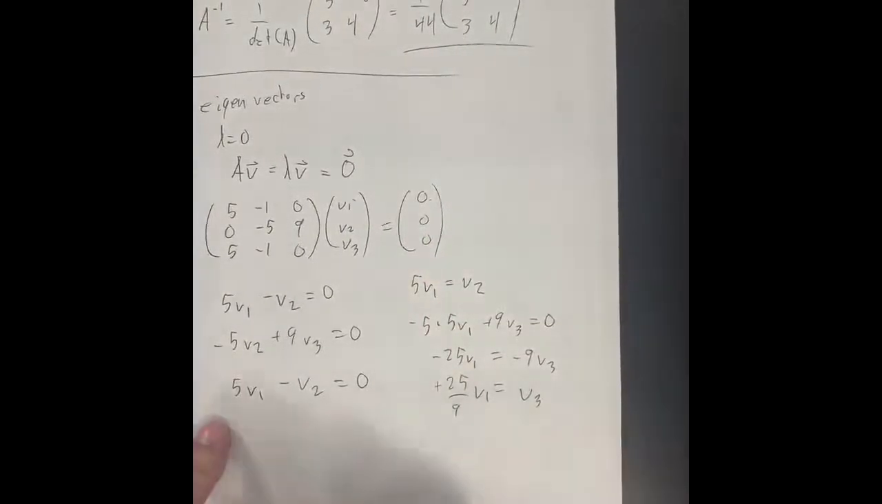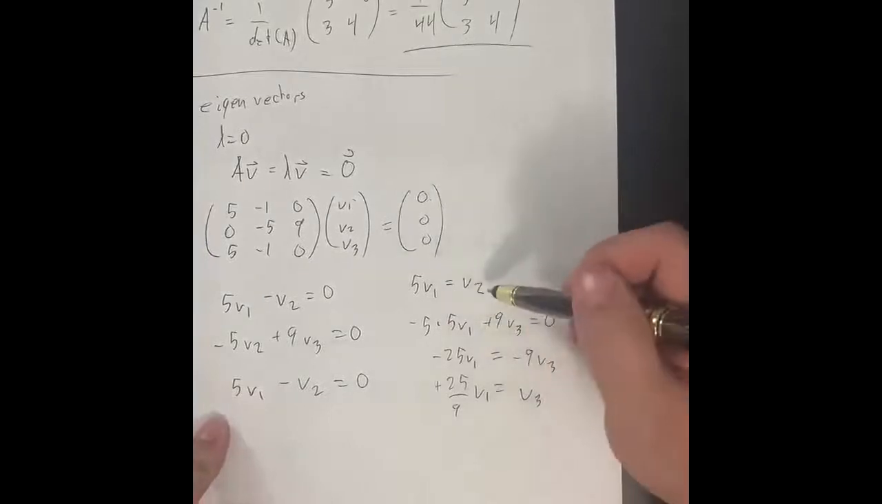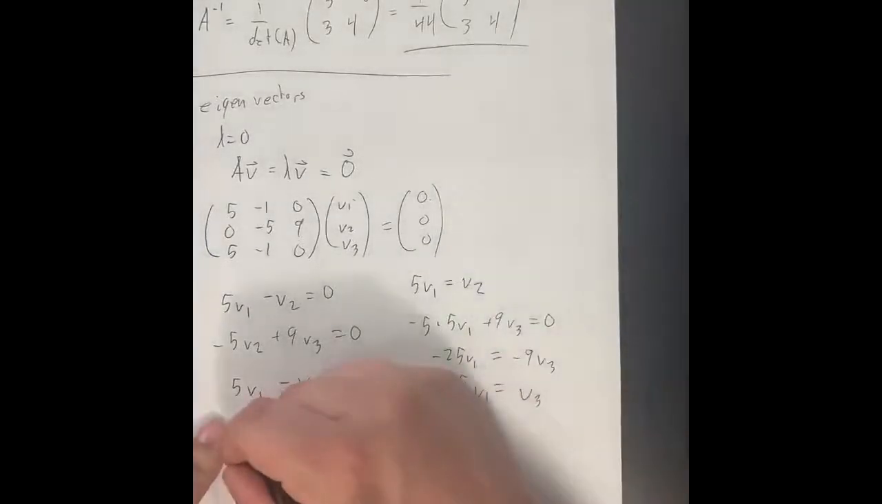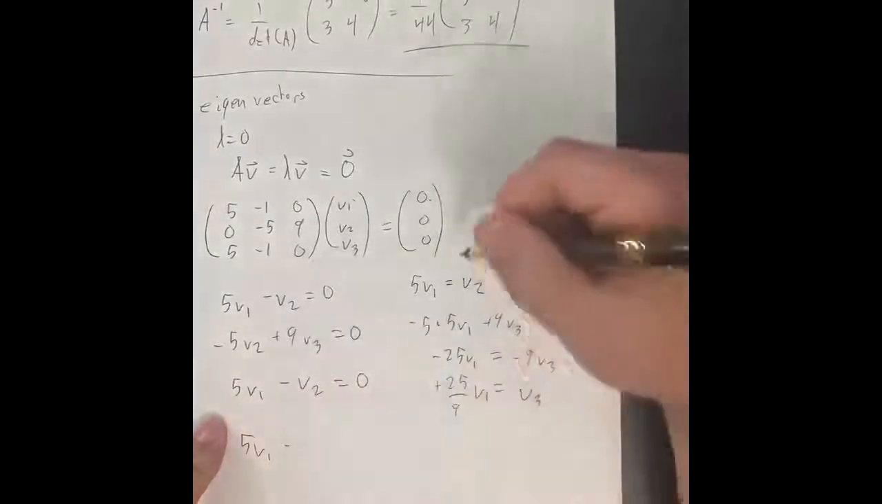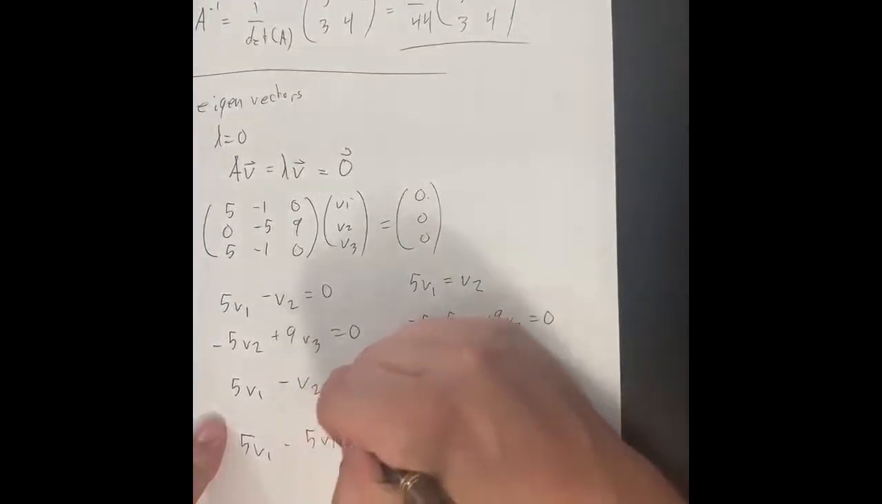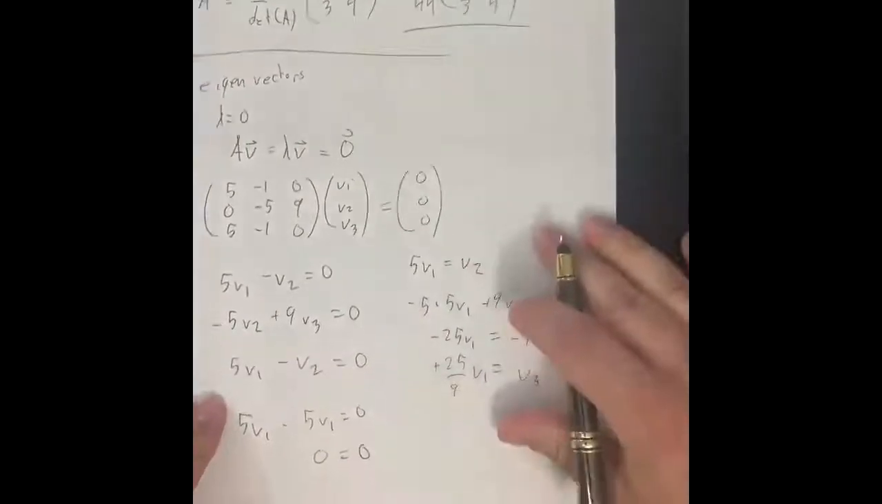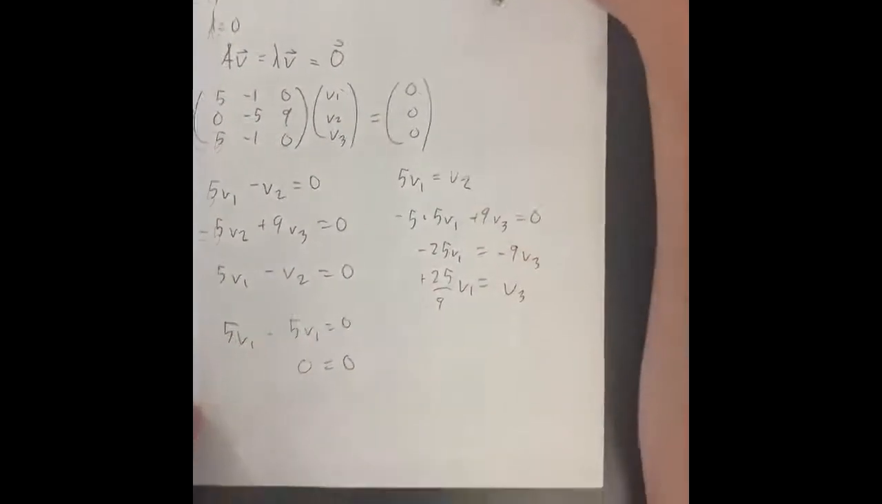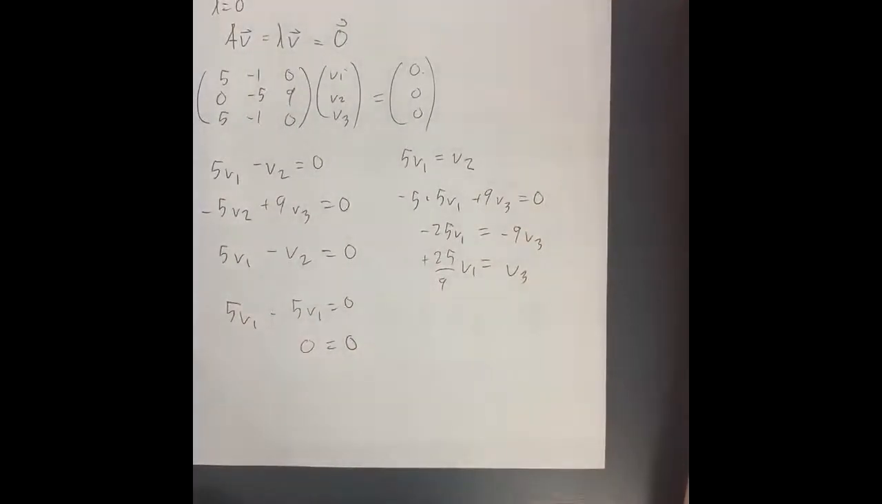And so what you see is if we were to do this again, say we plugged in, we have 5v1 minus v2 is 5v1 minus 5v1. So here we get 0 equals 0. All right, so that's a little tricky because now we're kind of stumped. We're like, well, how do we go solve these equations?